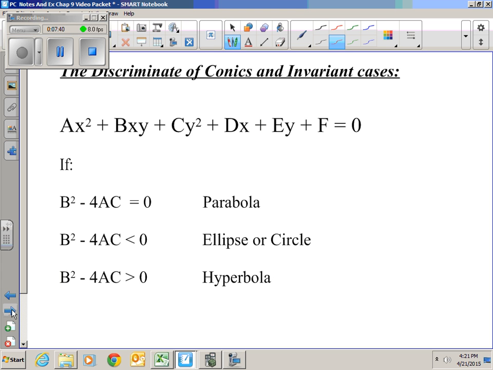When you look at a conic with a B term, that's a slanted conic, the way you can tell by looking at the equation in general form what type of conic it is is using what we call the discriminant. If B squared minus 4AC is equal to 0, we have a parabola. If B squared minus 4AC is less than 0, we have an ellipse or a circle. And if B squared minus 4AC is greater than 0, we have a hyperbola.